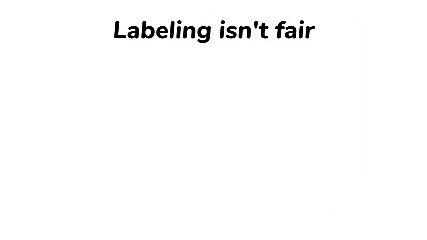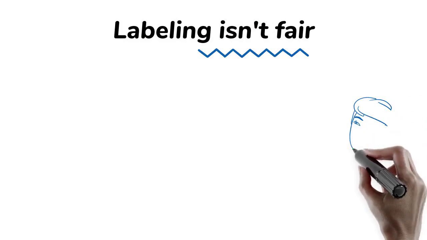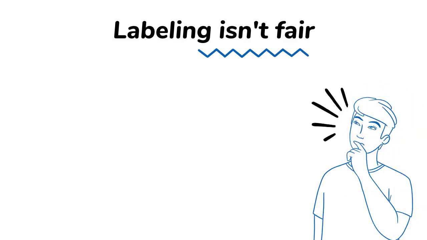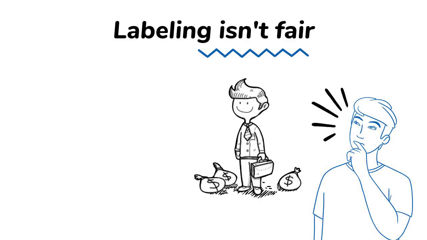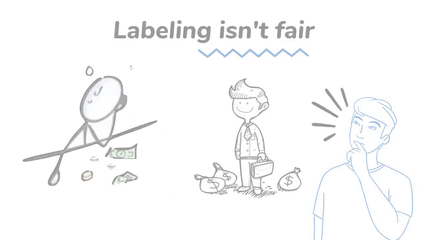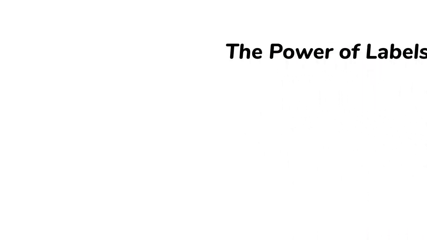Labeling isn't always fair, and I'd like to share a thought-provoking example to elaborate on this point. Imagine that a wealthy student might be labeled as troubled and end up getting help, while a poorer student doing the same thing is labeled a thug and gets punished. The power of labels is not to be ignored.